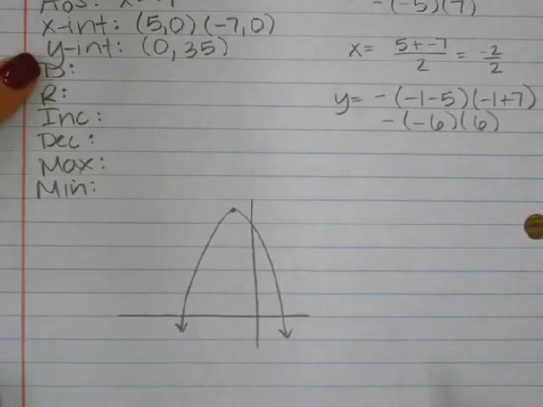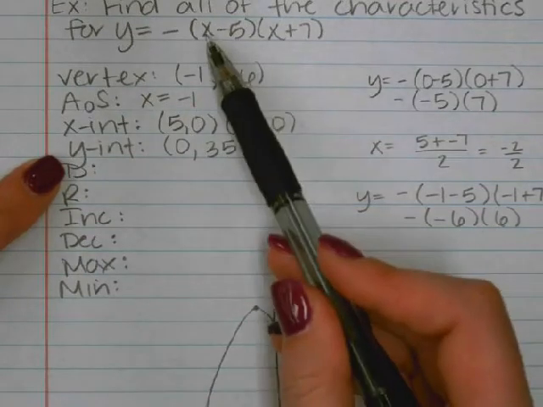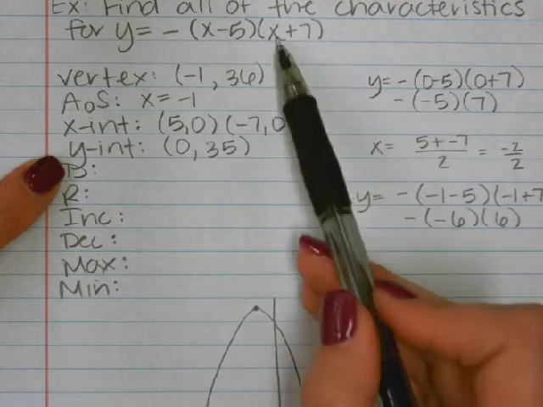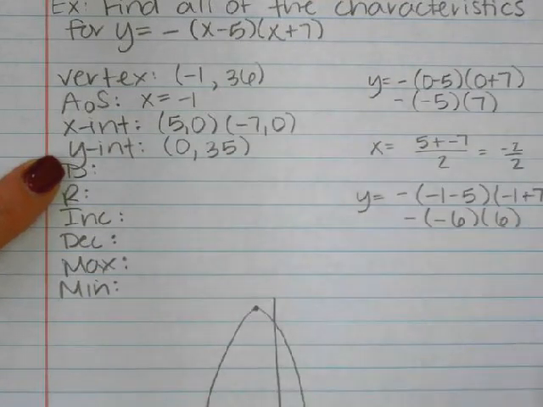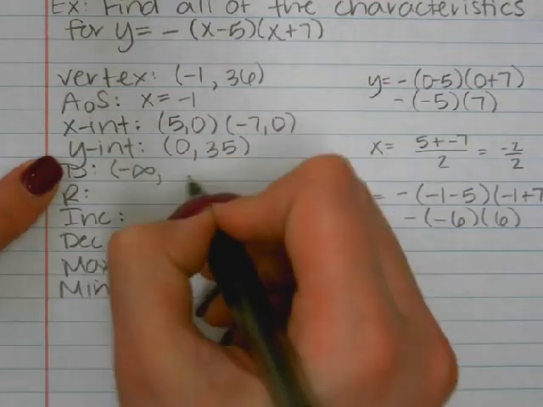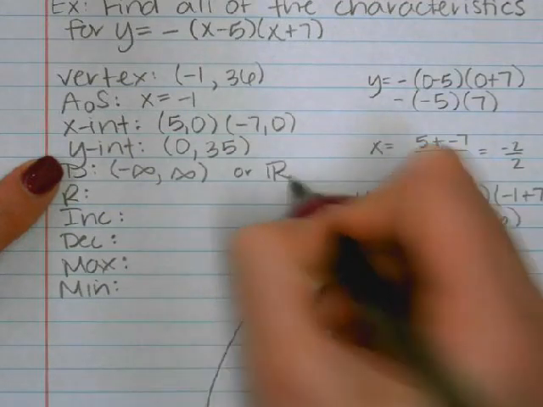So for my domain, I'm thinking about what are the x values that I'm allowed to plug in. There's no x value that needs to be limited by subtracting 5 from it, or that should be limited because you added 7. There's no reason to limit x's that can be multiplied together. So I know that my domain is -infinity to +infinity, or you could say all real numbers, depending on which form you like to have your answer in.